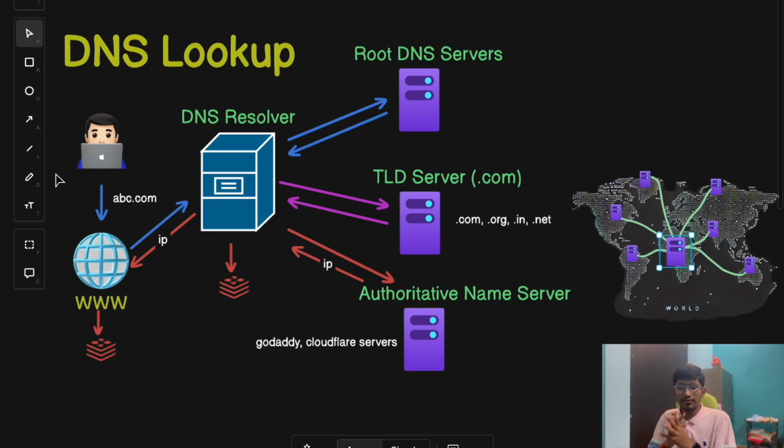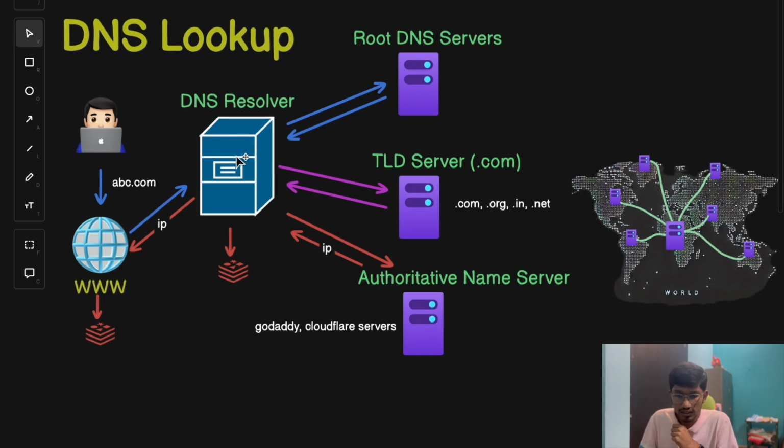So when a user enters a URL, let's say abc.com, in the browser, the browser needs to find the IP address of the server. Let's say the servers are hosting the website abc.com. So this browser needs to find the IP address of this server somehow so that it can load the content and show it on the laptop.